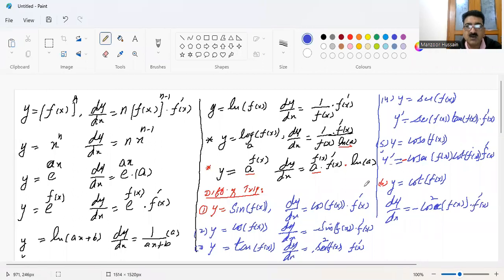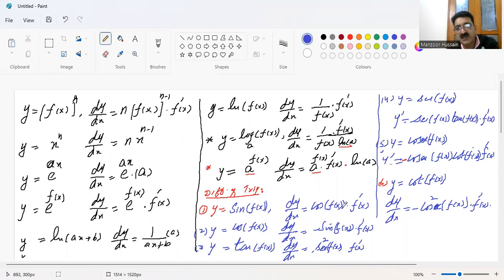So we write all the formulas of the trigonometric functions here. I'm repeating all the formulas. The derivative of sine is cosine, derivative of cos is negative sine, derivative of tangent is secant square, the derivative of secant is secant into tangent, and the derivative of cosecant of f(x) is cosecant f(x) into cotangent of f(x) into the derivative of the inner function, and the derivative of cotangent is minus cosecant square.